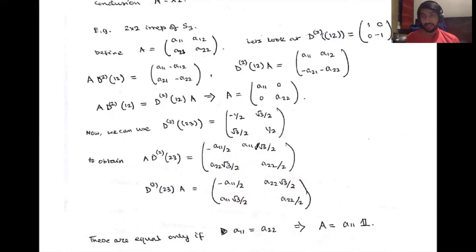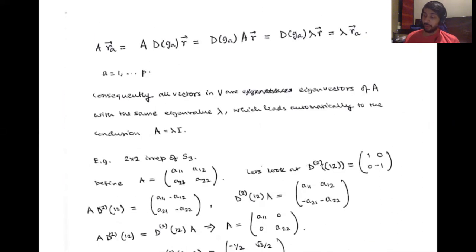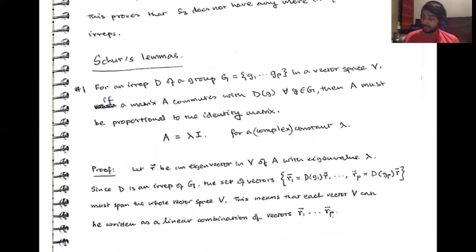So what we have seen in the example is that when we look at a matrix that commutes with all the matrices that are the representation, then it has to be some constant multiplying the identity. So that's Schur's lemma for you. So Schur's first lemma is, let's just get back to it: for an irreducible representation of a group G in a vector space V, if a matrix A commutes with DG for all small g in the group, then A must be proportional to the identity matrix. Okay, so that's Schur's first lemma.